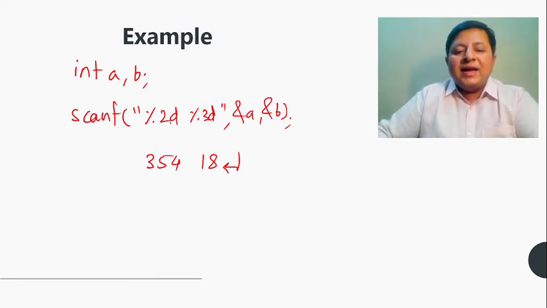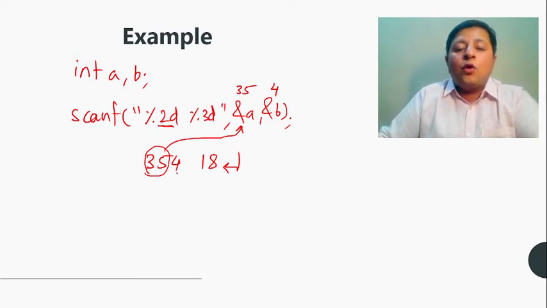What I get in the first input is 35, and the second one will be 4. I don't know how many of you have given the correct answers, but this is how it will be. I'll tell you why. When I say %2d, I take a maximum of 2 digits for the first one, so that gets stored in A. As soon as 35 is gone, the next available input is 4, then space, and then 18. Space is the delimiter which separates one input from the other. So after 35 is read, the next available input is 4. Are you getting it? For %3d, I can read a maximum of 3, not more than 3.